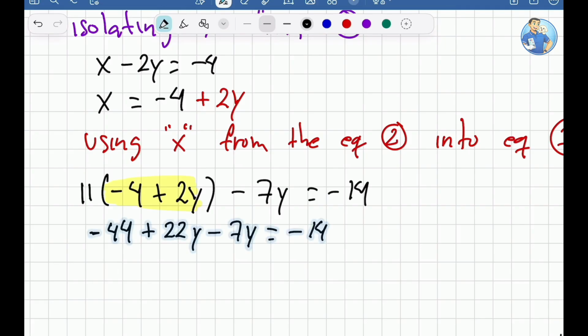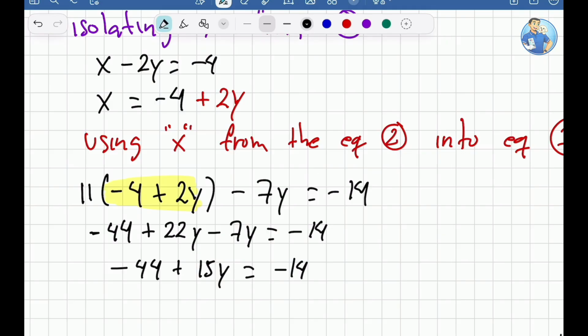Okay, so here, as you can see, we need to do some algebra. We need to identify the like terms. So the 22y minus 7y, this is 15y. This is like minus 44 plus 15y. Okay, this is the subtraction. This one equals minus 14.